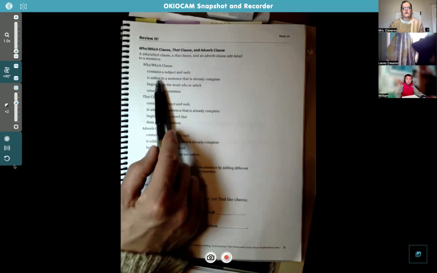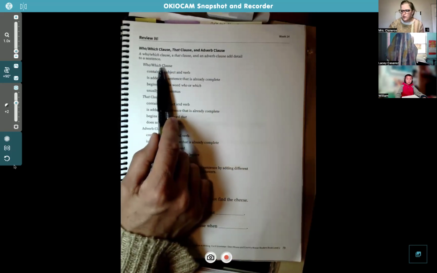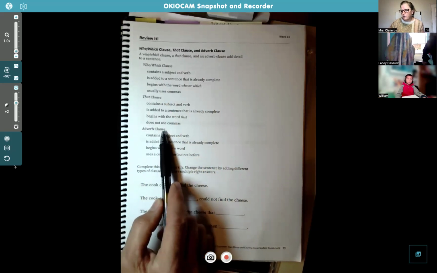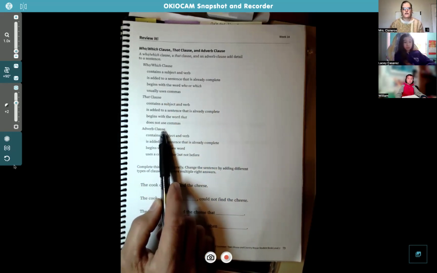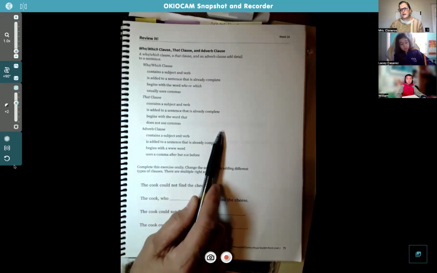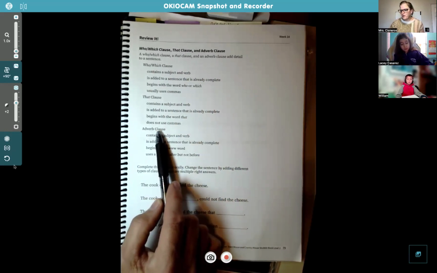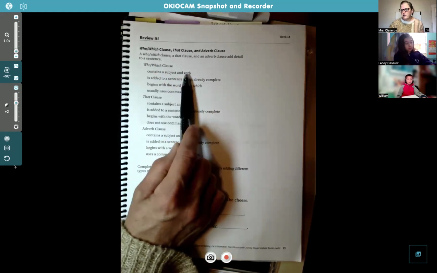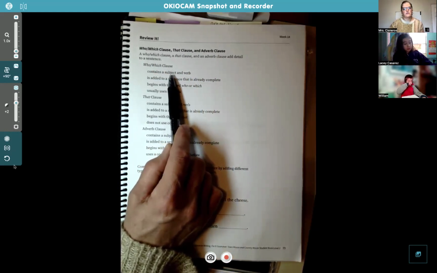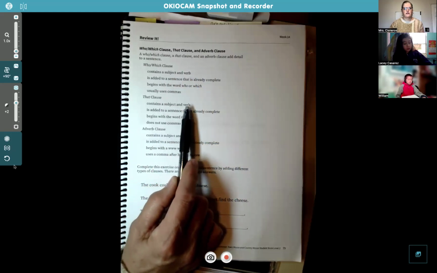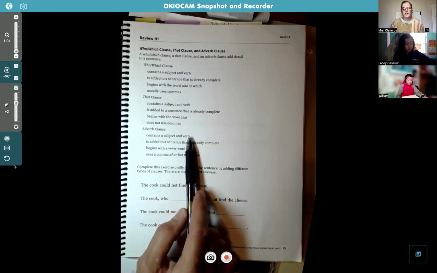Look at this here, and you're going to notice a pattern. I'm going to point it out to you. So you see the who, which clause, that clause, and adverb clause. By the way, the adverb clause is the one that has the www.asia.b. That's the adverb clause, okay? So notice the first line under each one says contains a subject and verb, contains a subject and verb, contains a subject and verb. So I want you to get that in your head that all clauses contain a subject and a verb, all of them, even the because clause and all the other clauses, okay?